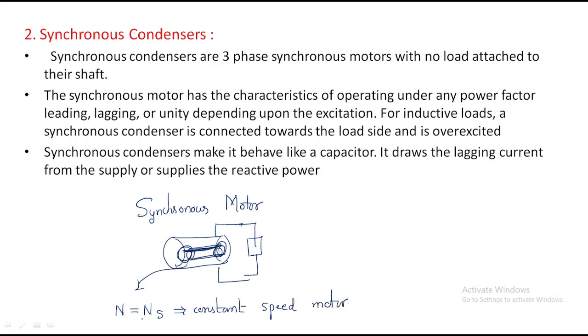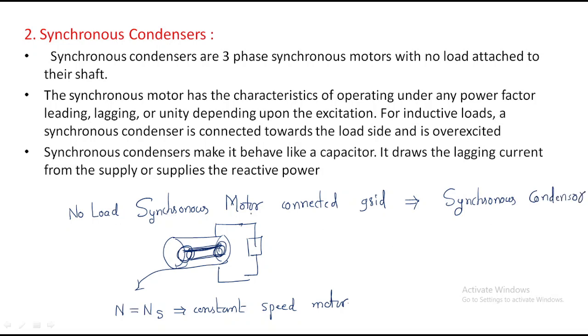Constant speed motor. The synchronous condenser: a synchronous motor with no load, doesn't have any load. If the no load synchronous motor is connected to the grid, then it is called the synchronous condenser. Condenser means it supplies or compensates the reactive power. Synchronous means it rotates with the synchronous speed.